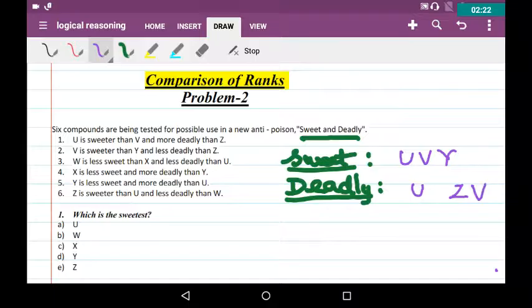W is less sweet. They have just said that W is less sweet, so we don't know where to insert W. So we'll leave some space and write W. And W is less deadly than U, so it may come in between U and Z. X is less sweet. This also they didn't mention where it will come. Okay, I'll write X here. X is less sweet than Y, and X is more deadly than Y. Somewhere Y should come.